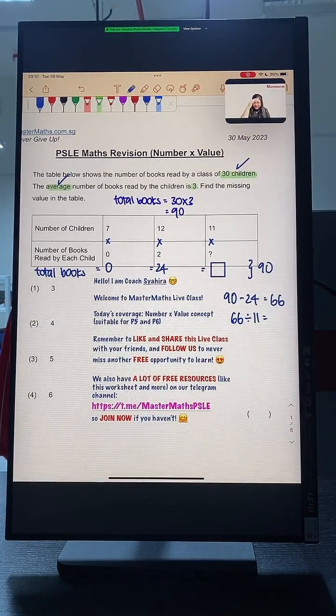What is wrong with me today? I made all this calculation error. In all honesty, I'm a little bit nervous today, because something happened earlier. But let me collect myself. Alright, sorry. 66 divided by 11 is 6. Oh dear, what is wrong with me?